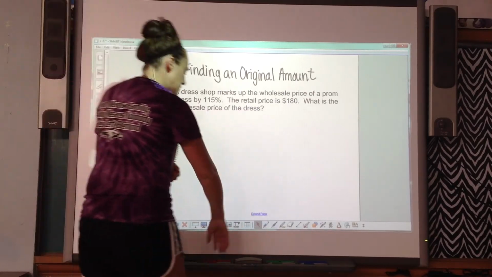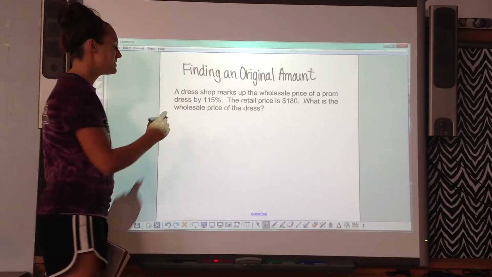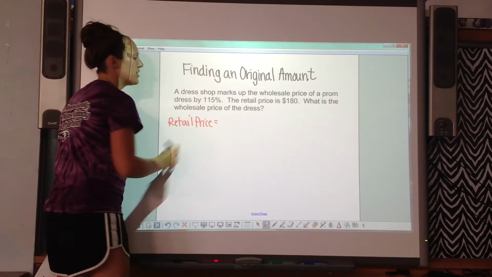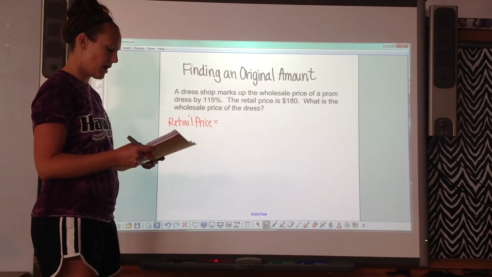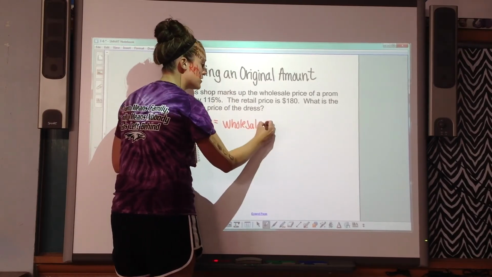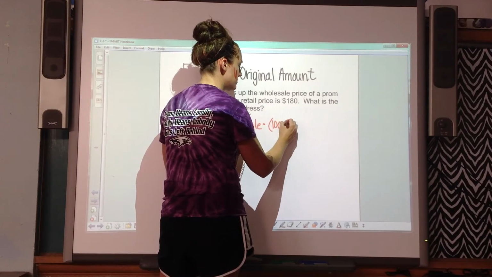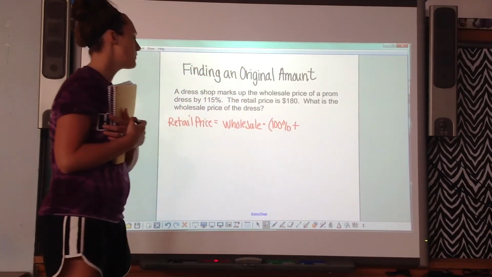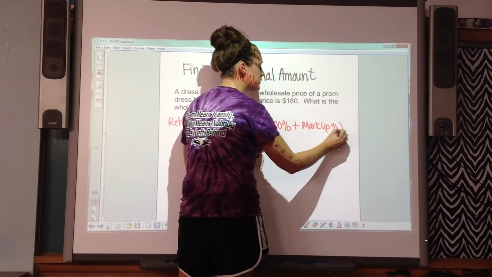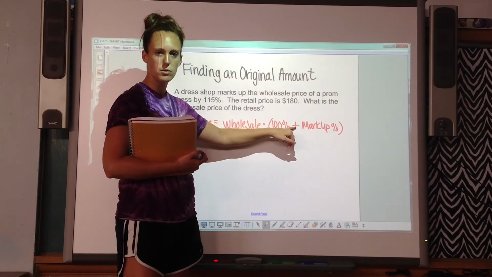Okay? Here's the formula you're going to want to use. To find, oh, this is going to look familiar, to find the retail price, you're going to take the original amount, or the wholesale price, and you're going to multiply that by 100%, which represents that wholesale price, and you're going to add whatever the markup percent is. Okay, now this is retail, so we're adding. If they're talking about discounts, instead of adding, you would be subtracting here.